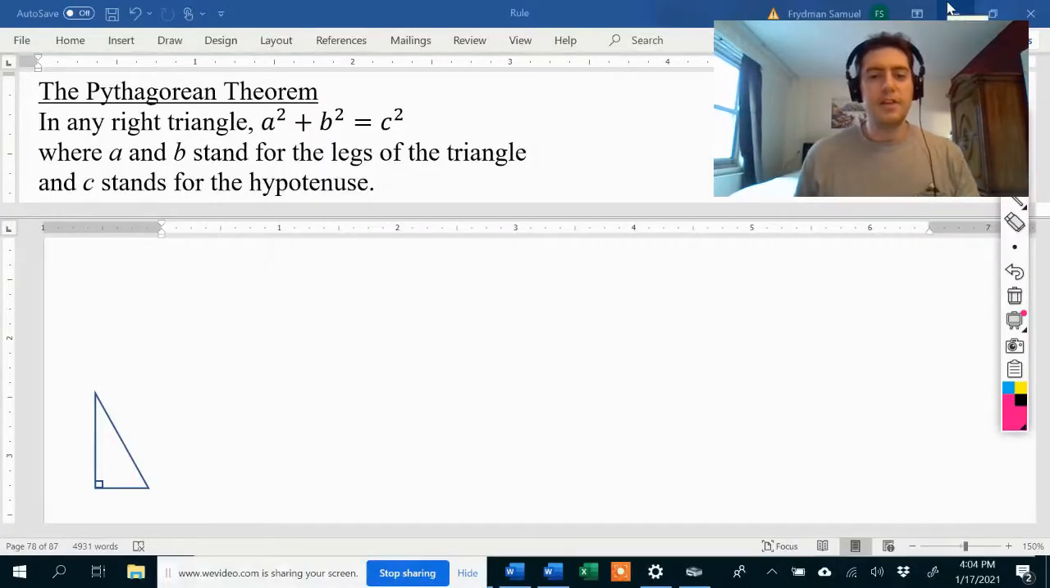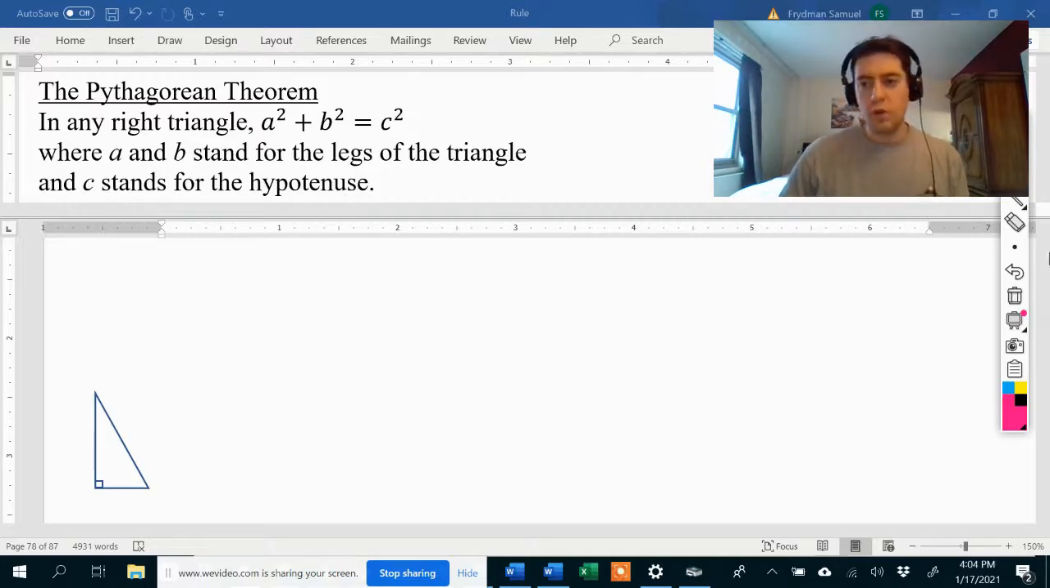Hi everybody, in this video we are going to do a proof of the Pythagorean theorem, which is also sometimes called Pythagoras' theorem, because Pythagoras was a real person. And here is the theorem. In any right triangle, a squared plus b squared equals c squared, where a and b stand for the legs of the triangle, and c stands for the hypotenuse.